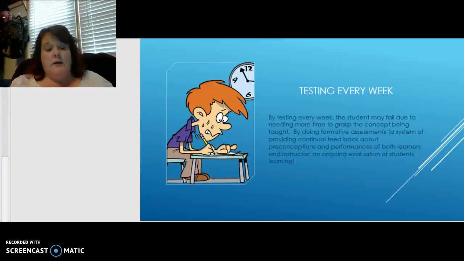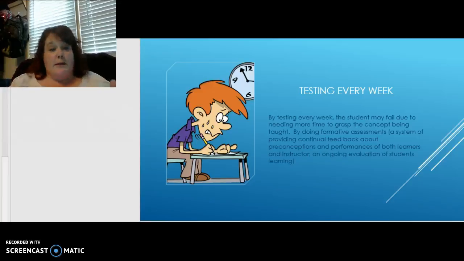Spelling tests, that's one thing: these are the words you have to learn, and you have a pre-test and a spelling test, a final test. And that's where you get the retake test. But testing every week, having a test every week on the units that we're on for that week, well, what if a student doesn't understand something?